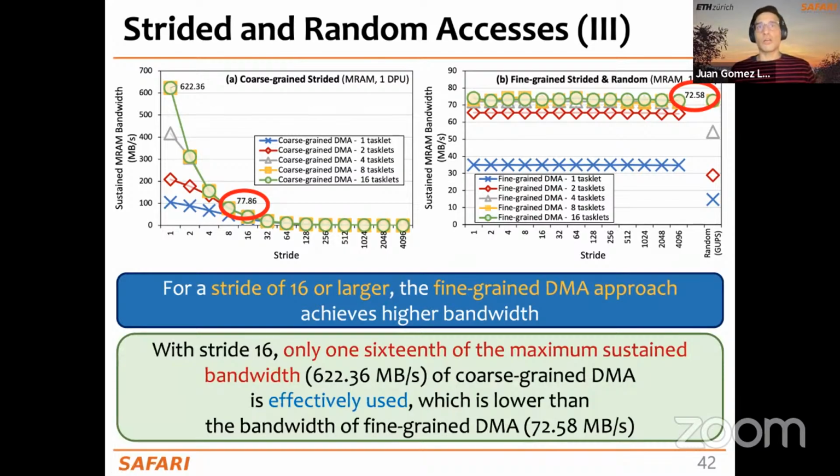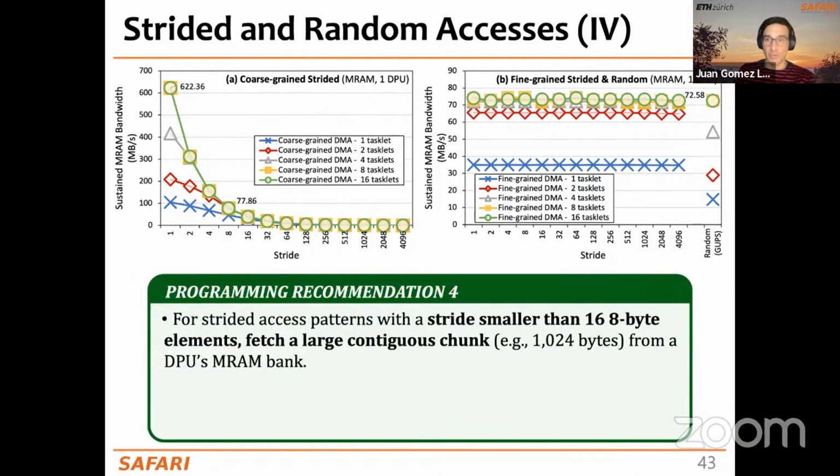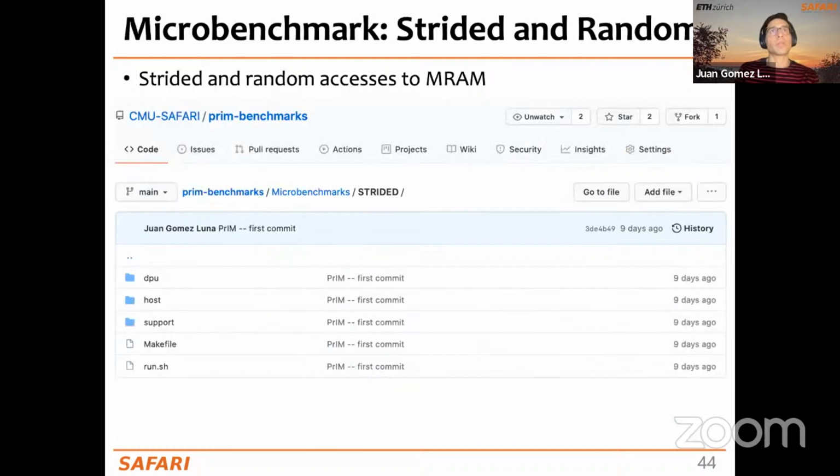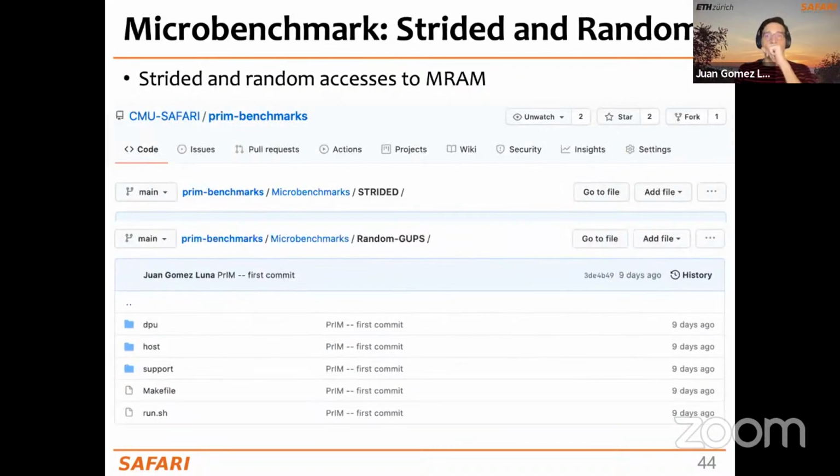So with a stride of 16, we are only using 1/16 of the maximum bandwidth, and that's what makes it, let's say, more efficient to use the fine-grained accesses. So this is also a programming recommendation: depending on how we are going to access memory, depending on the stride, if we are using strided accesses in our workloads, we are going to prefer either a coarse-grained approach or a fine-grained approach, depending on the stride. And these codes are also available in our repository.